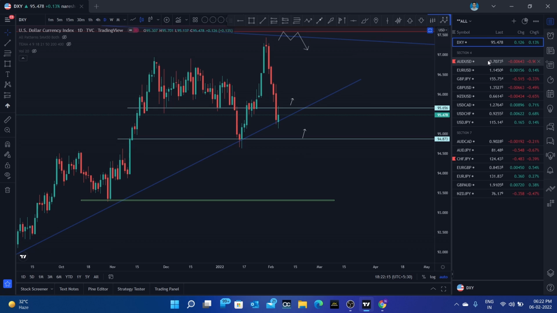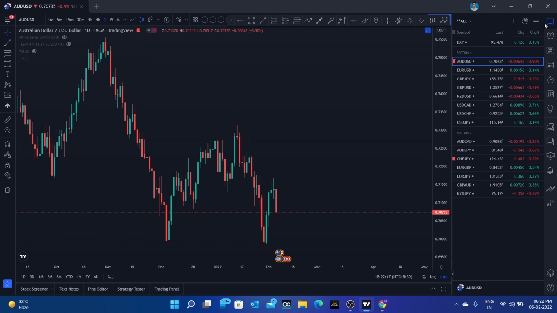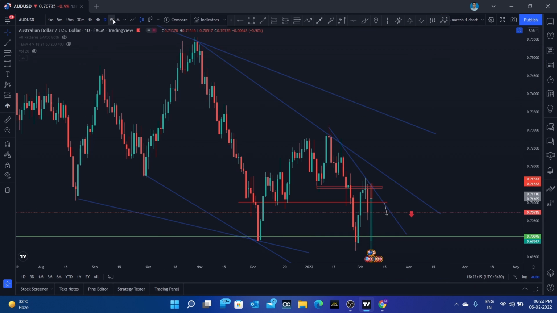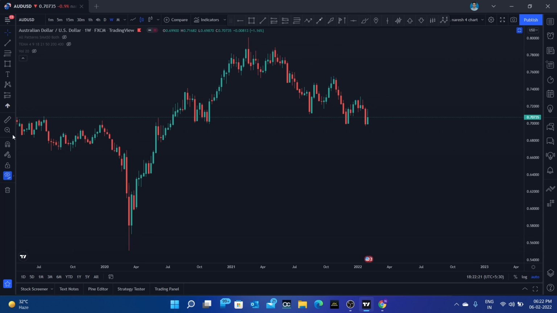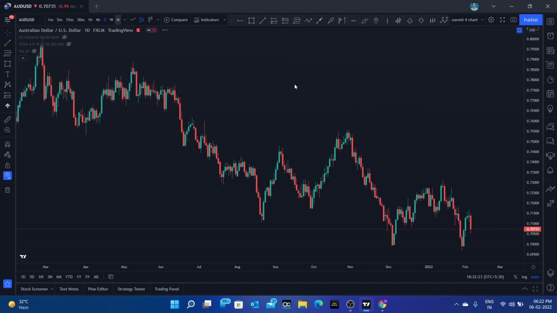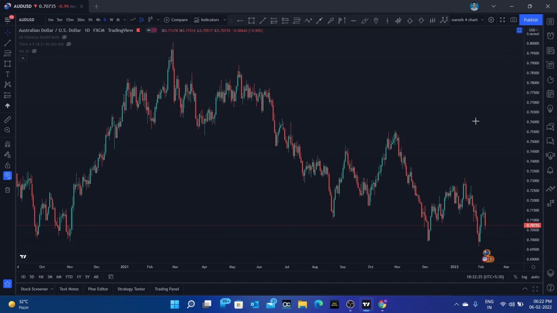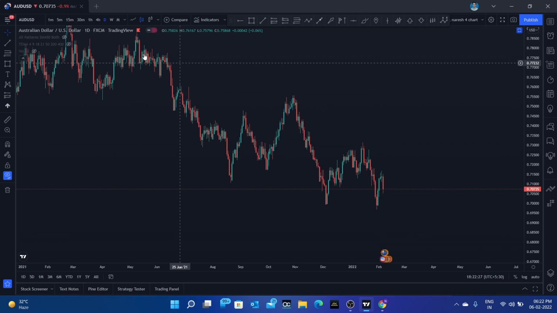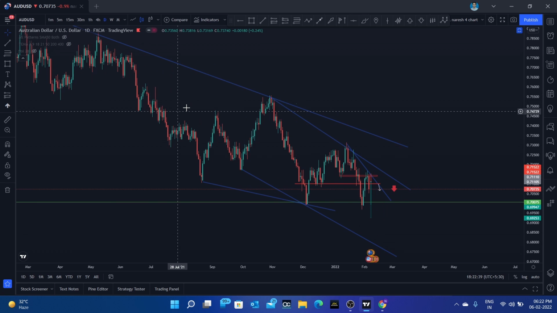So next, let's go with AUDUSD. So in AUDUSD, if we go to the 1 day time frame, we can see here it is a proper downtrend. It formed a lower high and lower low, and it is still going down. So I'm bearish on AUDUSD as well. And we can see here we are having two trend lines.